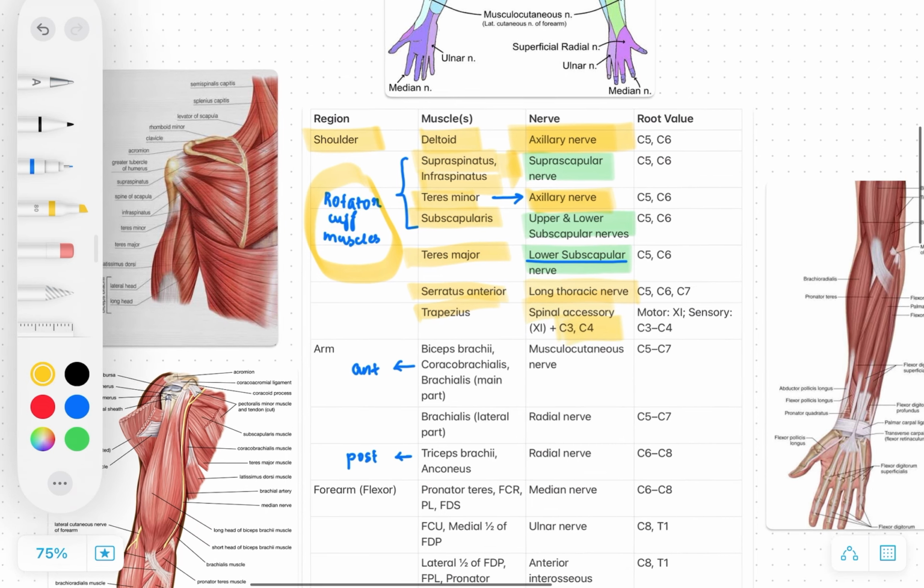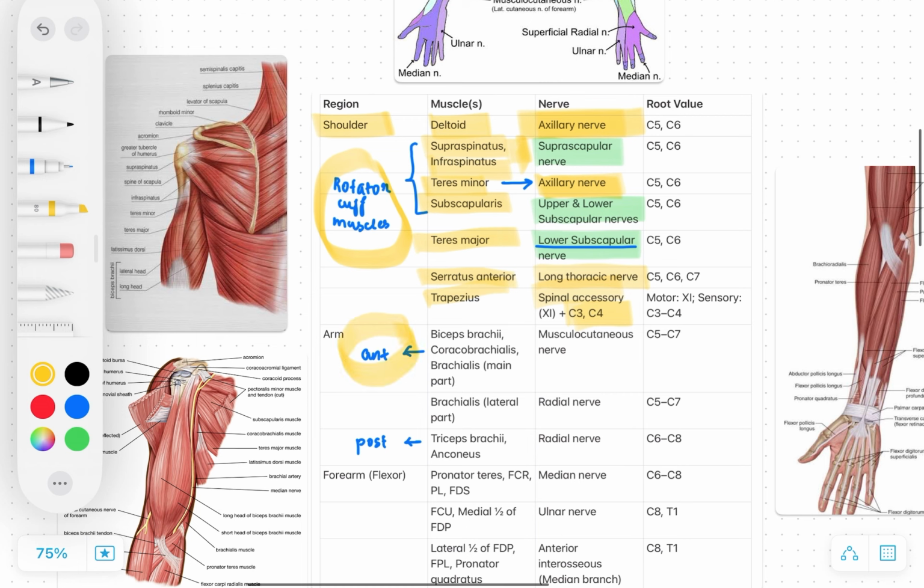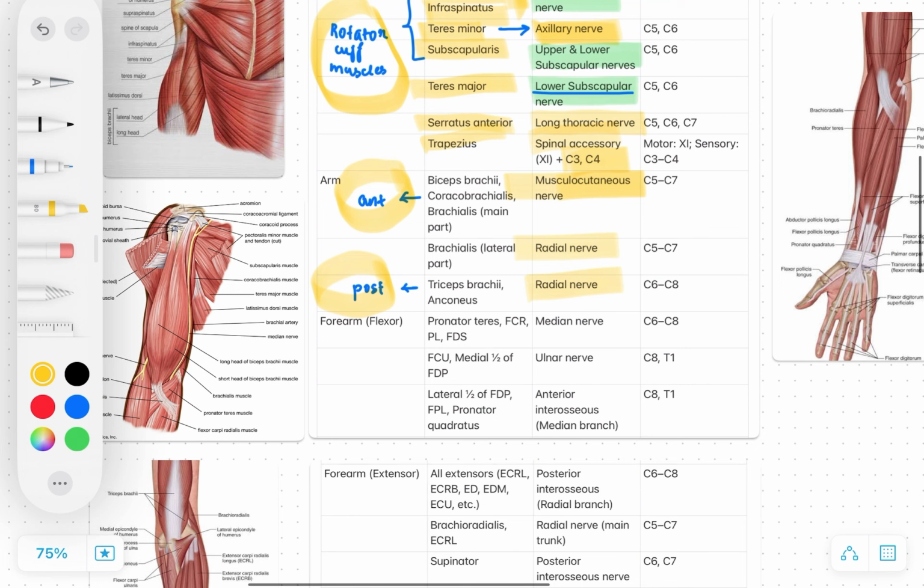Next, arm muscles. The anterior compartment of the arm, that is the flexors, are supplied by the musculocutaneous nerve. Posterior compartment, extensors, are supplied by the radial nerve. And also the lateral part of the brachialis is supplied by the radial nerve. Next, flexors of the forearm are supplied by the median and ulnar nerve, a branch of the median nerve also.